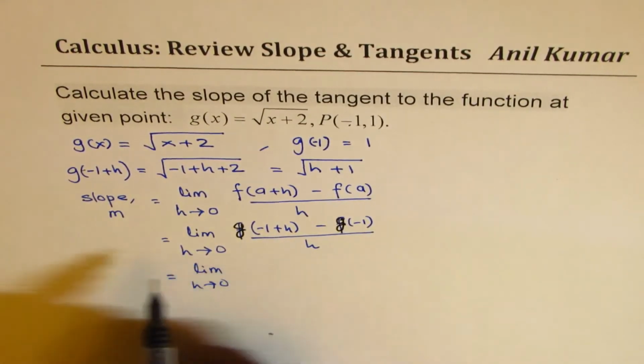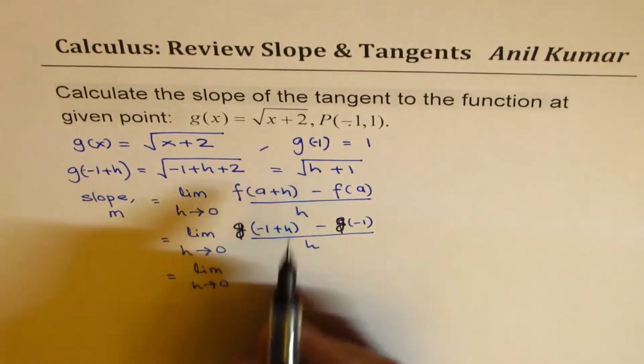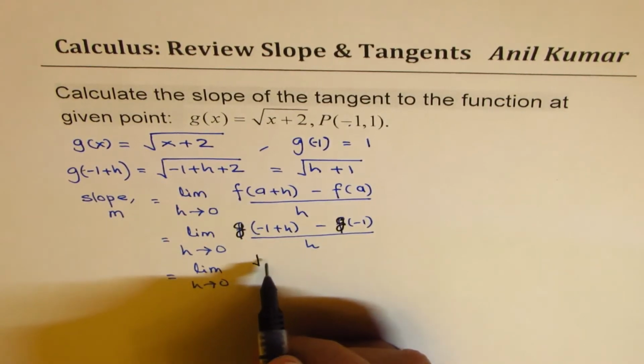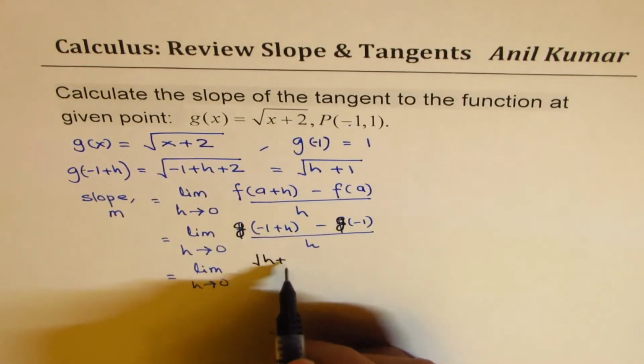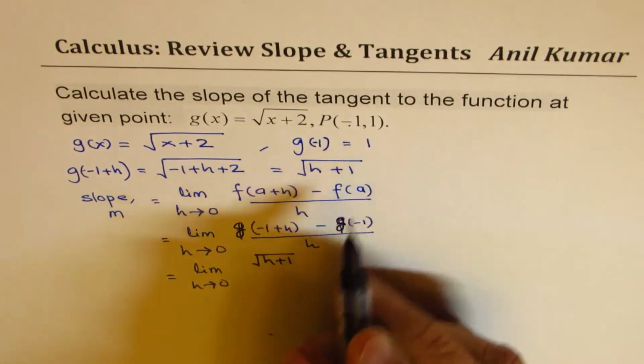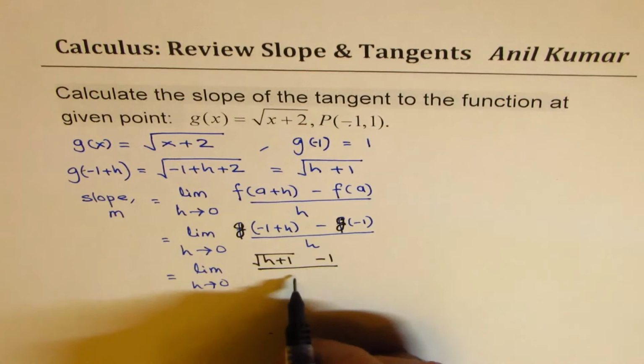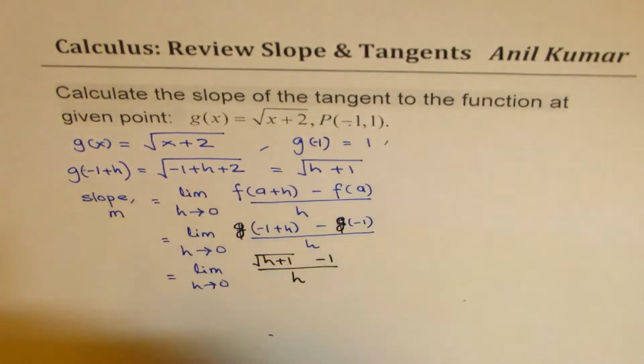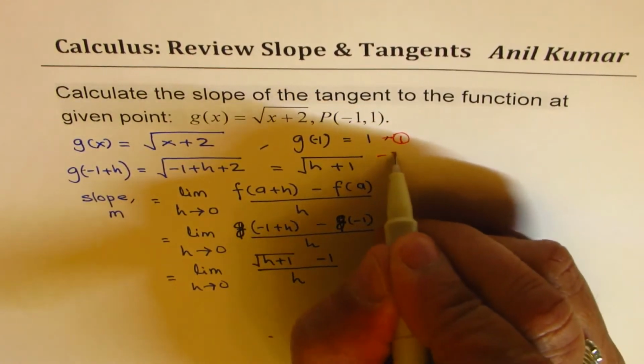So we could write this, g of this is square root of h plus 1 or 1 plus h, either way. And this value is just 1, so minus 1 over h. Does that make sense to you? So we substituted these values from, you can say, equation 1 and 2.